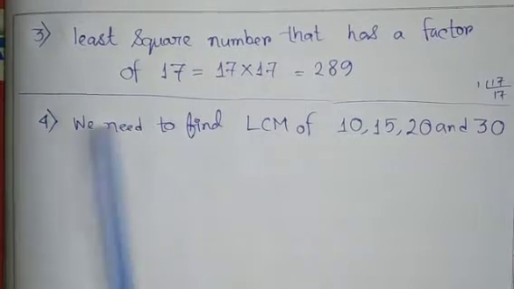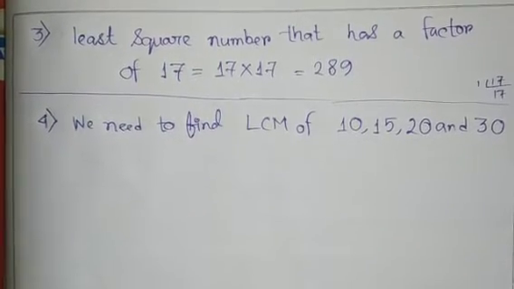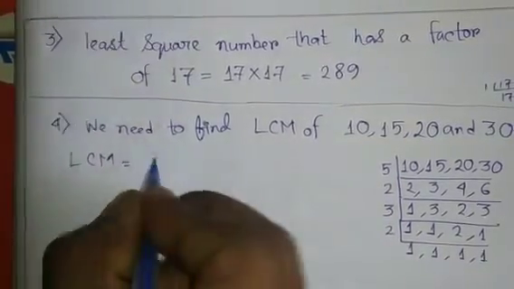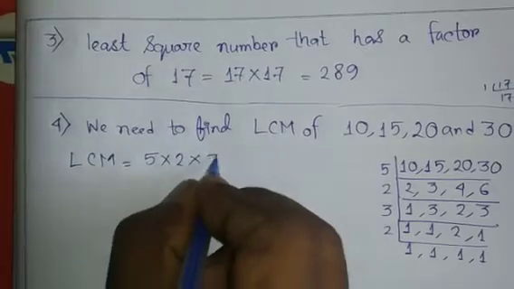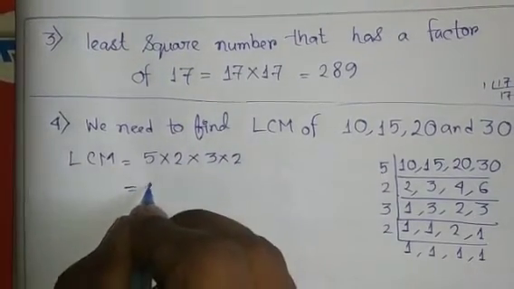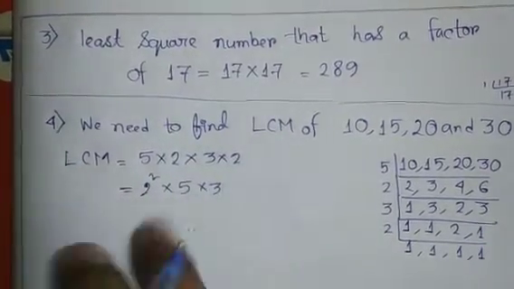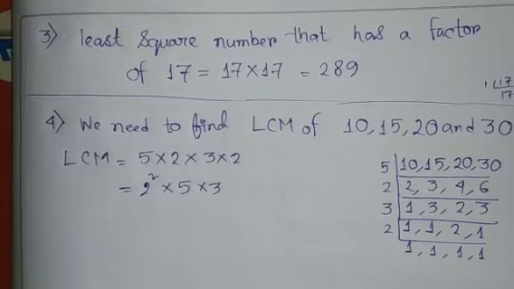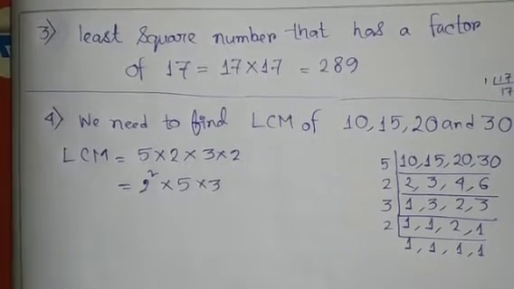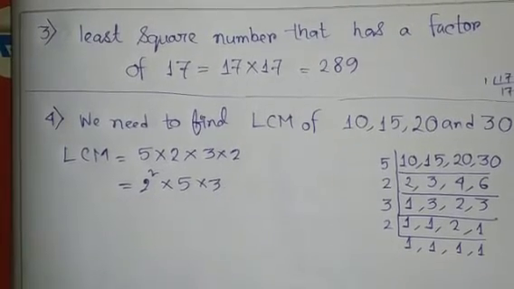First of all, we need to find the LCM of 10, 15, 20 and 30. So let's find it. From here we can write LCM equals 5 into 2 into 3 into 2. If we write this pairwise, it will be 2 square into 5 into 3. Now look, this is not a perfect square. That means this is not a square number. That means we will need one 5 and one 3 extra, right?